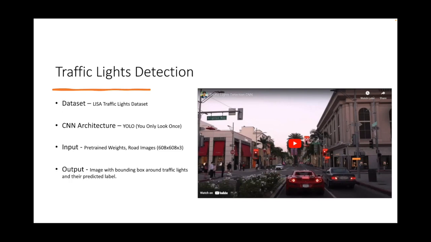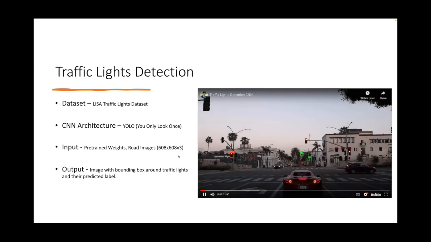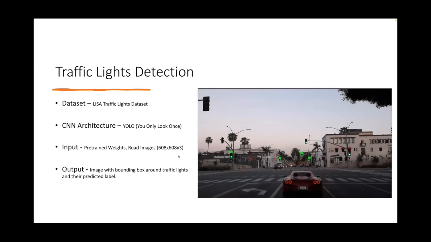For the data set, I used the LISA traffic lights data set. And then from YOLO, I basically used their CNN model and fine-tuned it to my liking so that it can accept the road images or the data set that I have to train it. So it expects an image size of 608 by 608 with, again, 3 channels, RGB. And once I had trained it, I was able to get this output, which detects traffic lights in real time.